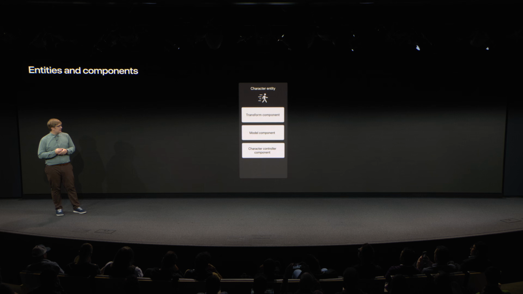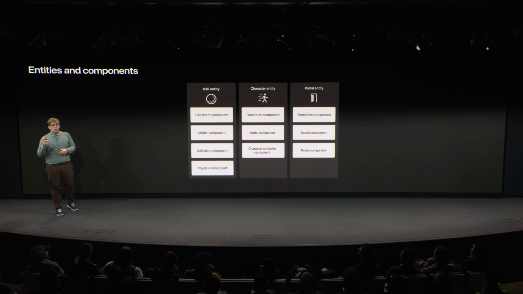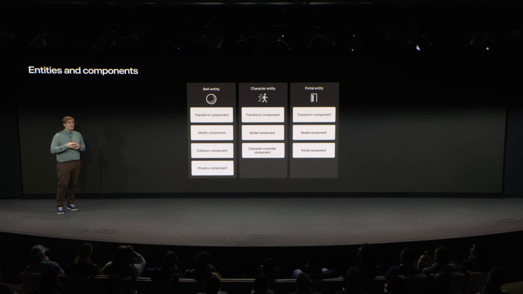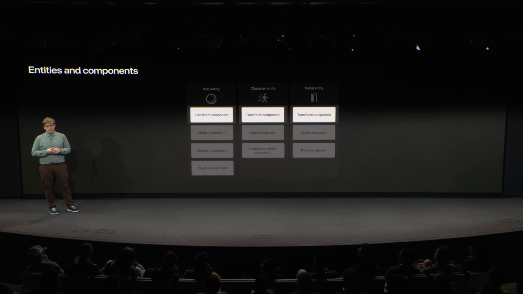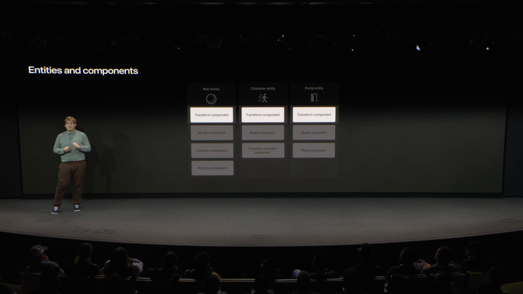Let's build a mental model of how to design entities in RealityKit. Here's a simplified view of our character entity. RealityKit lets you build up functionality and behavior by composing entities from sets of components. All entities in RealityKit have at least a transform component. This makes it possible for the entity to have a position, orientation, and scale in the scene.